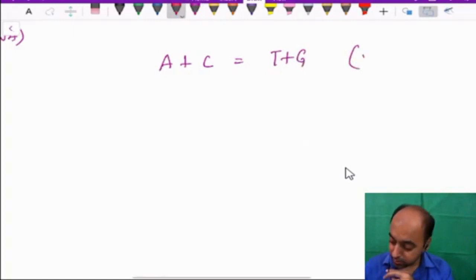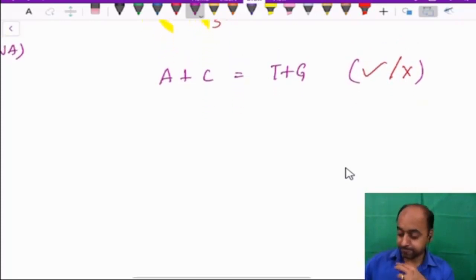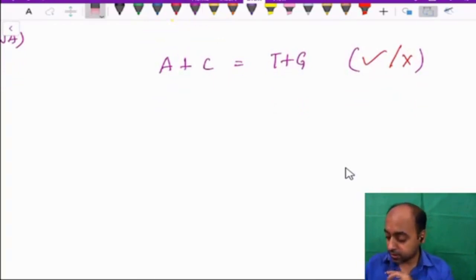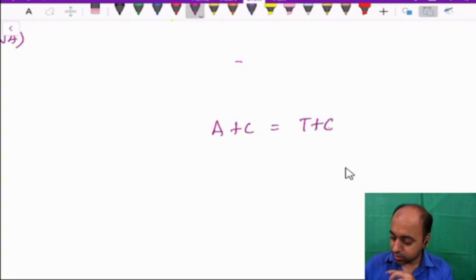Is this right or wrong? What do you think? A plus C is equal to T plus G. I'll write this a little bit below so that it becomes easier later on to discuss. A plus C is equal to T plus G. You have to tell me whether this is right or wrong.